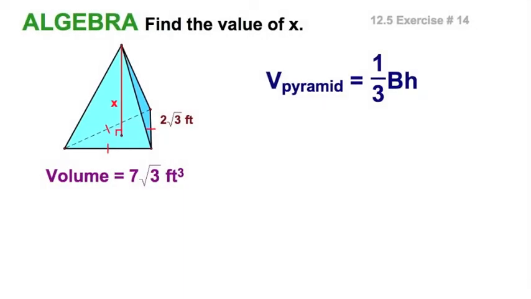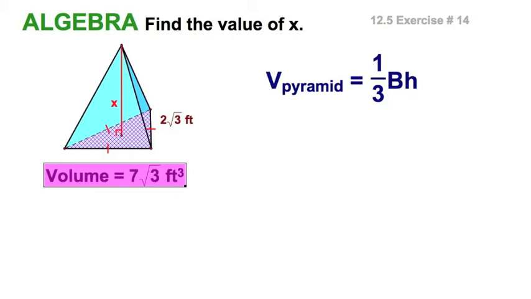Let's do another one solving for the variable, in this case height. Wish they would just use h. But we're solving for this height, unknown. We know the volume of this pyramid. And this pyramid has a triangular base, actually an equilateral triangle. You'll have to visualize that one.